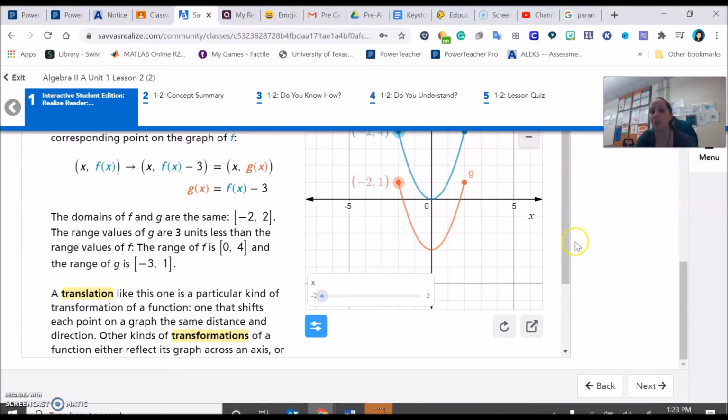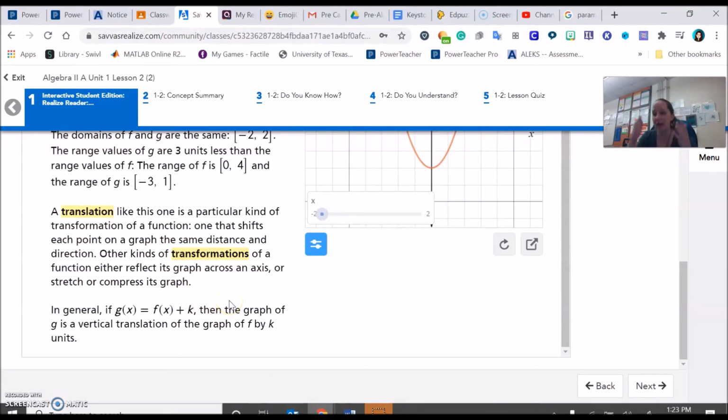So a translation like this one in particular is a particular kind of transformation of a function. It's one that shifts each point on the graph the same distance and direction. Other kinds of transformations of a function can reflect the graph across the x-axis, across the y-axis, or stretch the graph this way, stretch it this way, or they can compress the graph, okay?